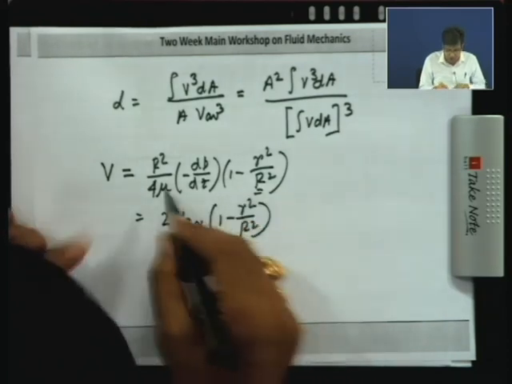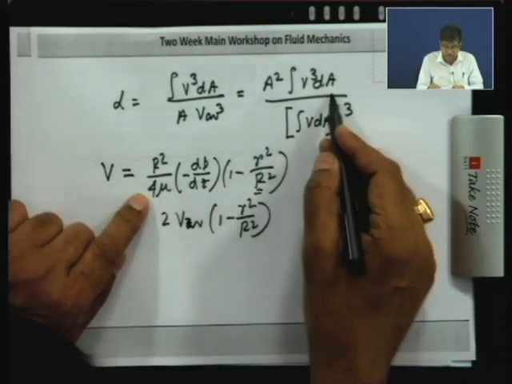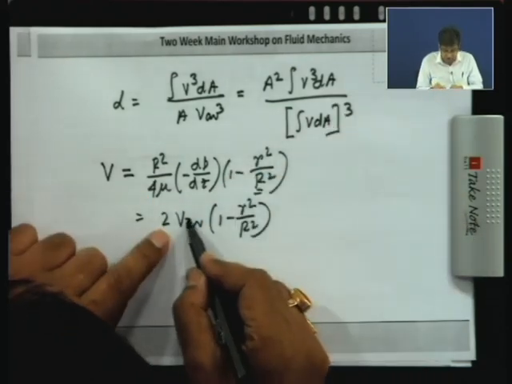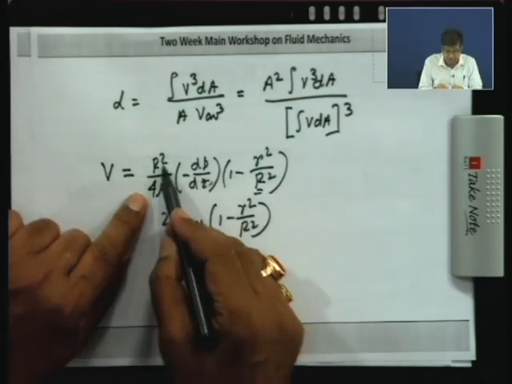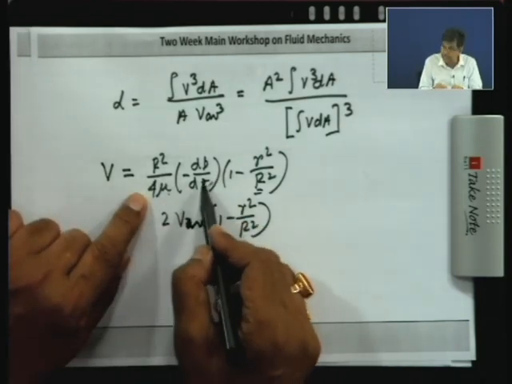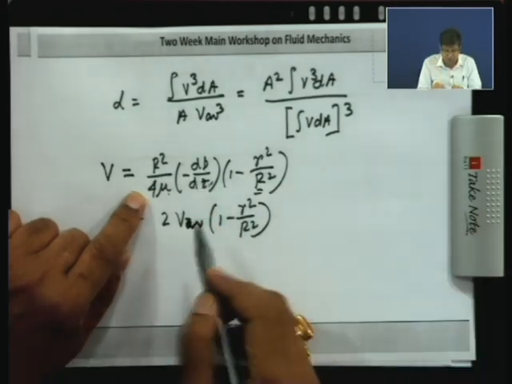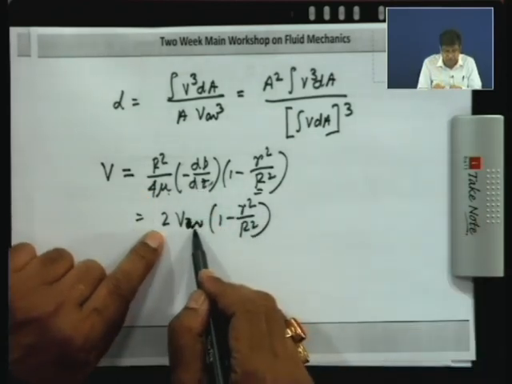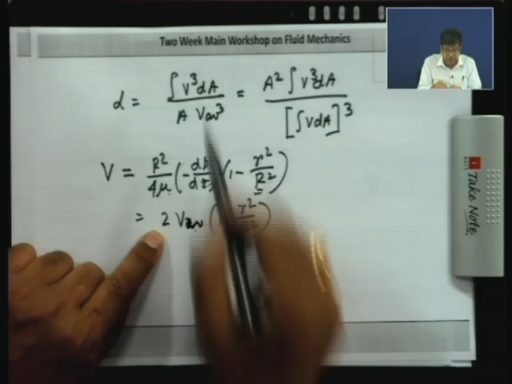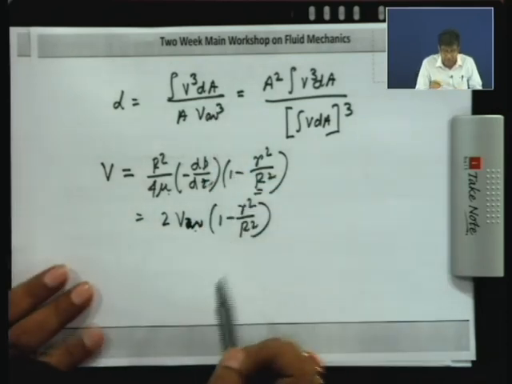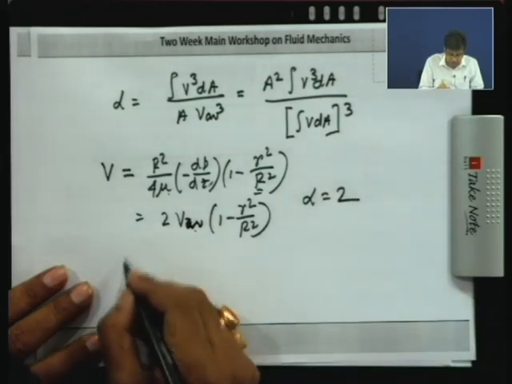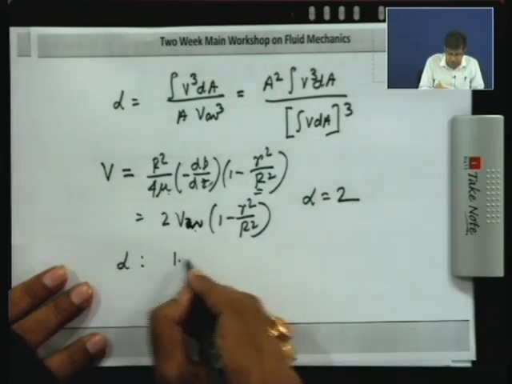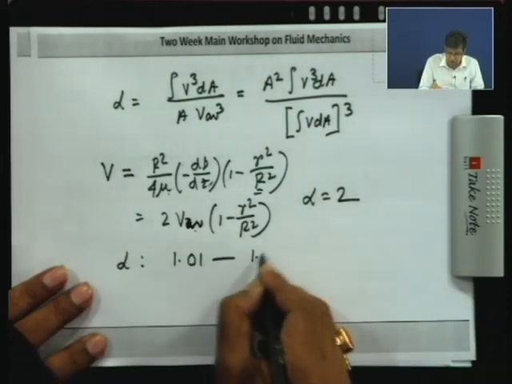Now, if you use this expression here, it is already defined in terms of the average velocity, because this is twice the average velocity. R square by 8 mu minus dP dz is the average velocity. This has been done by Professor Suman Chakraborty. So, in terms of average velocity, it is better to put it here, so that you will get an expression that alpha is 2. In case of a turbulent flow, alpha varies between 1.01 to 1.15.